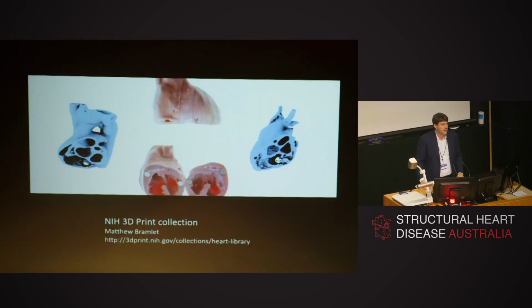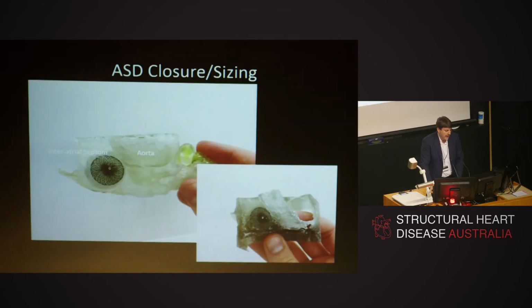We can use it for teaching, and you can go, there's an NIH 3D print collection. So you can go to their website, you can download one of these 3D files and print out a congenital heart for your own education or for someone else's. And we can use it for sizing, for example. So I've done a little bit of 3D printing here for ASD closure sizing.